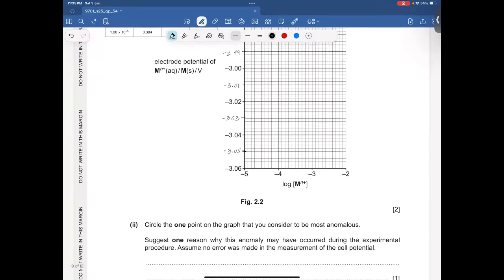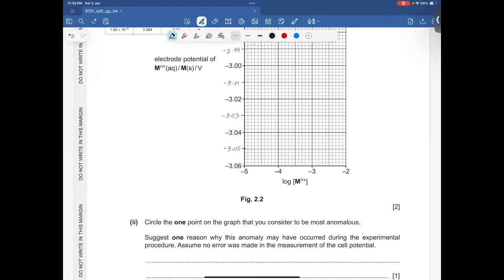This is minus 2. 1, 2, 3, 4, 5. This is minus 2.5, then 3, minus 3.5, then 4, and then minus 4.5. Okay.